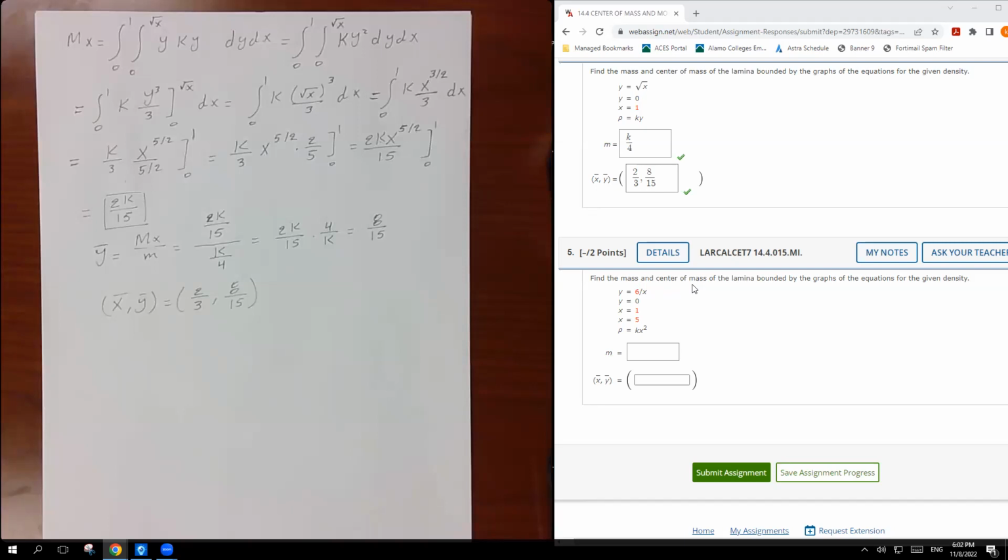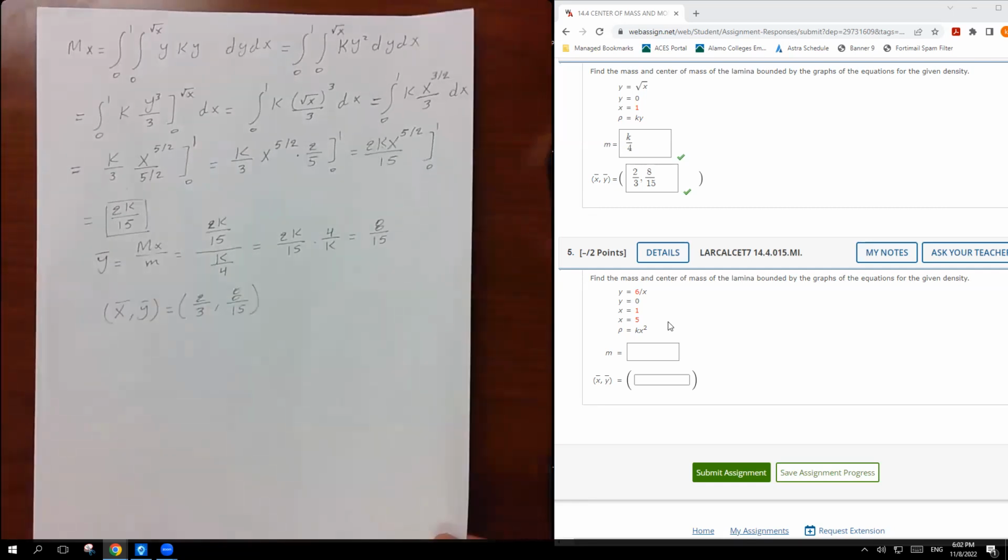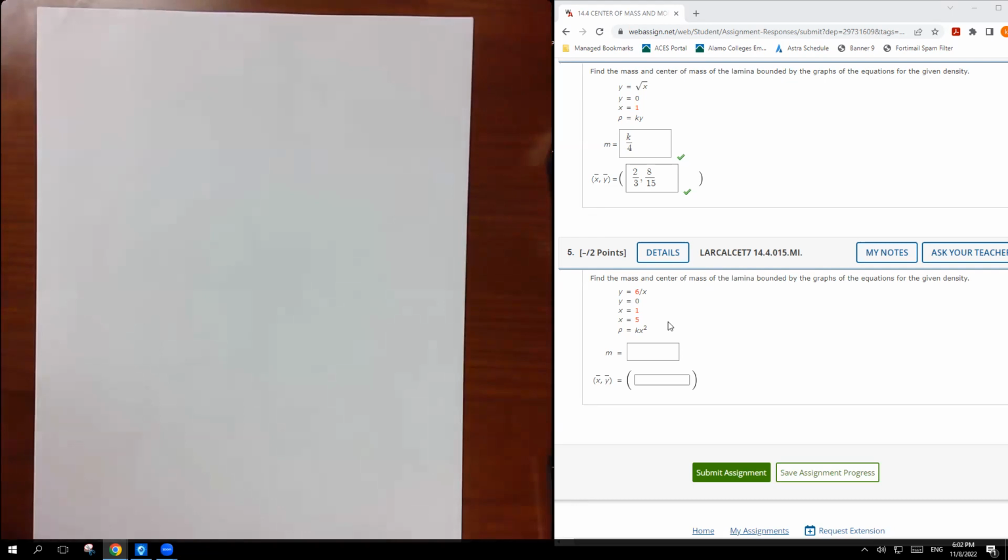Find the mass and the center of mass of the lamina bounded by the graphs of the equations y equals 6 over x, y equals 0, x equals 1 and x equals 5, for the given density rho equals kx squared. We're going to do exactly the same steps, but the first thing we need to do is graph it.